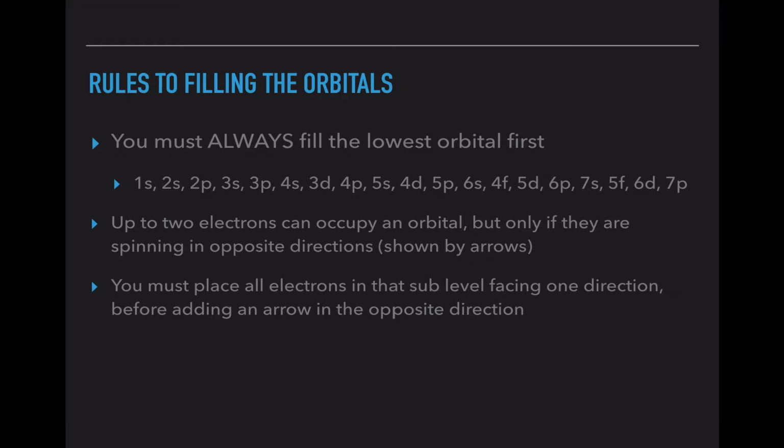So again, here are the rules to filling the orbitals. The first rule is you must always fill the lowest orbital first. And again, here's the list of the orbits in order. The second rule is up to 2 electrons can occupy a single orbit, but only if they are spinning in opposite directions. So we did the hog hotel activity in class yesterday, and when we did this activity, you had to place the hogs facing opposite directions.